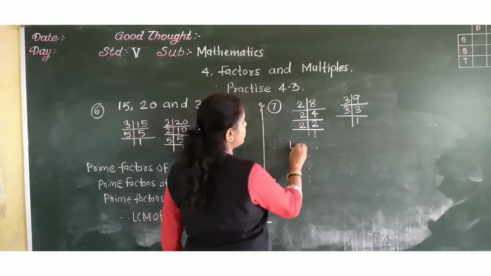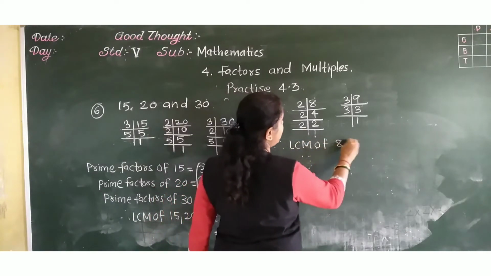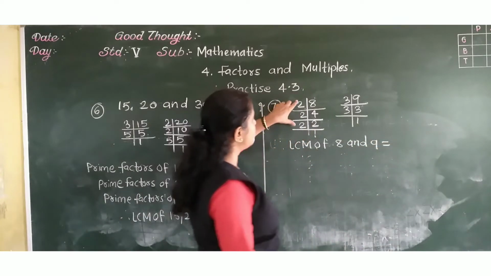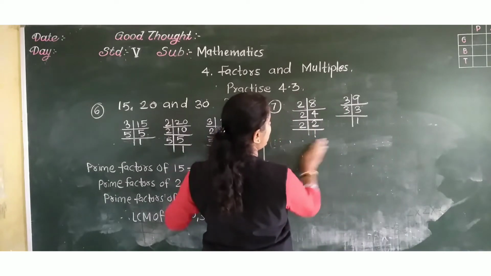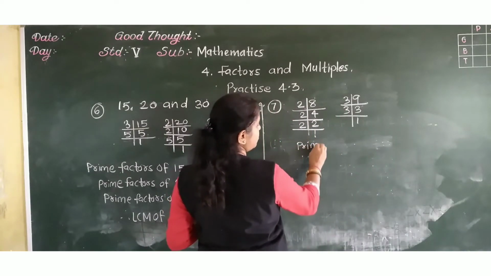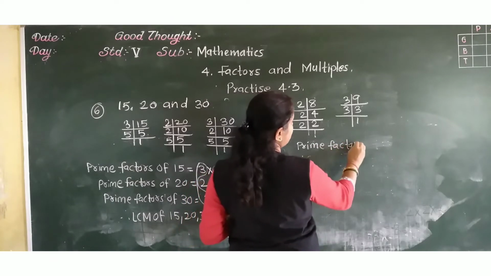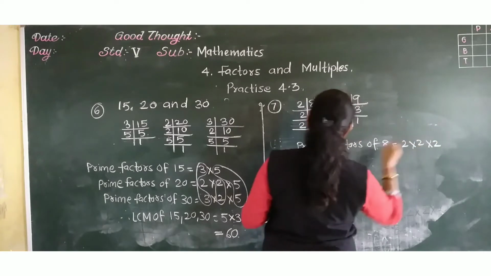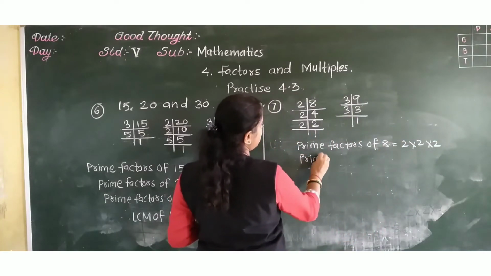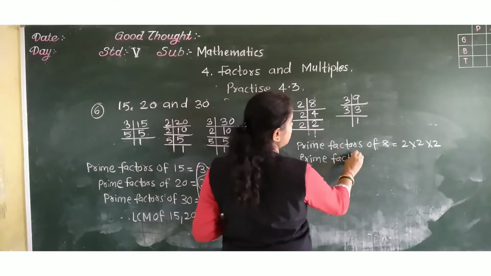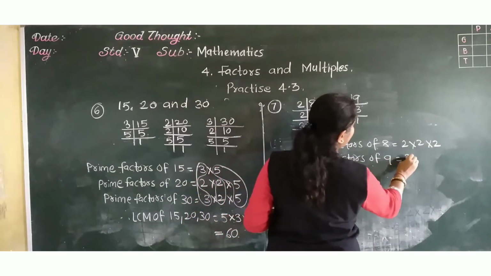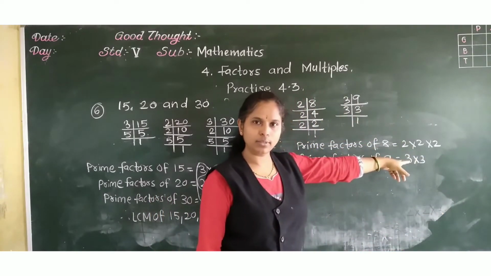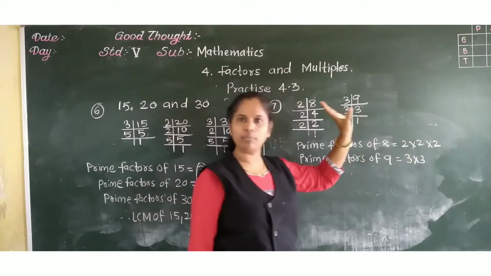Now therefore LCM of 8 and 9 is equal to, now here first what we have to write? Prime factors of 8, 2 into 2 into 2, and prime factors of 9 is equal to 3 into 3. Students, can you say anything common here? Nothing. Not a single factor is common.